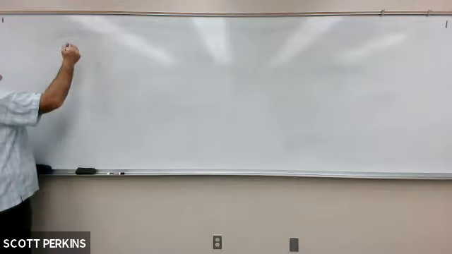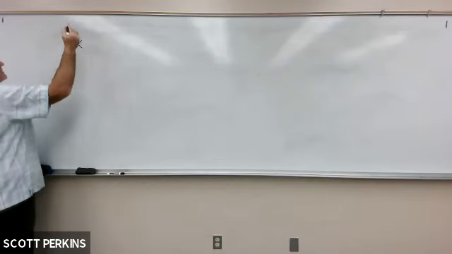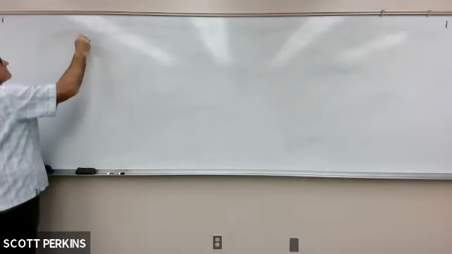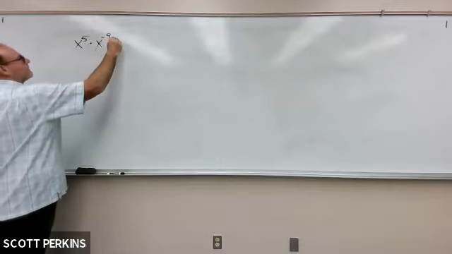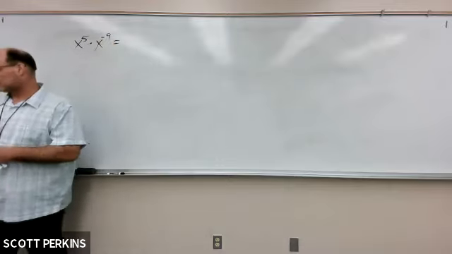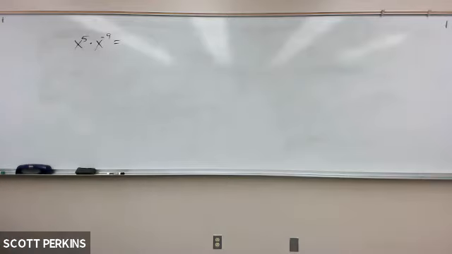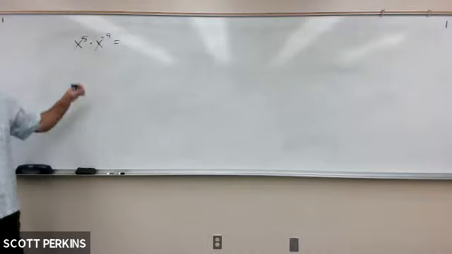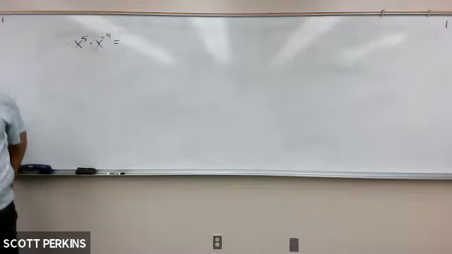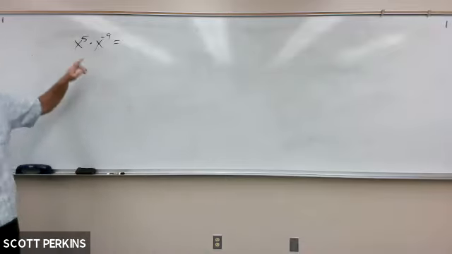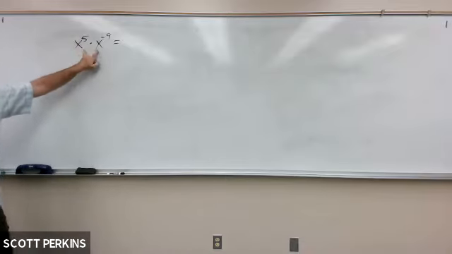Okay, so here's my first example. Let's say that I have x to the fifth times x to the negative 9th. This is product rule. I'm multiplying my bases. And we just reviewed this. It might be in your notes if you wrote this down. When we multiply the bases, what do we do to the exponents? We add them. Yes, we add them.